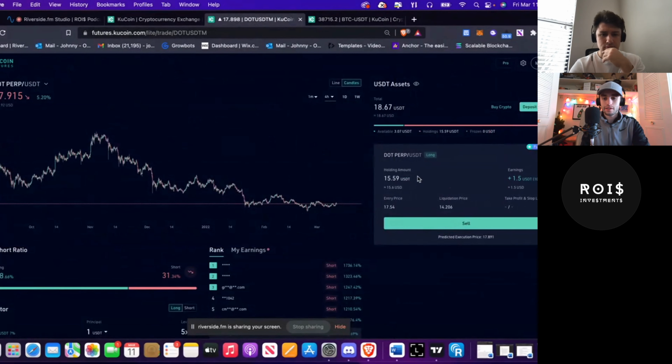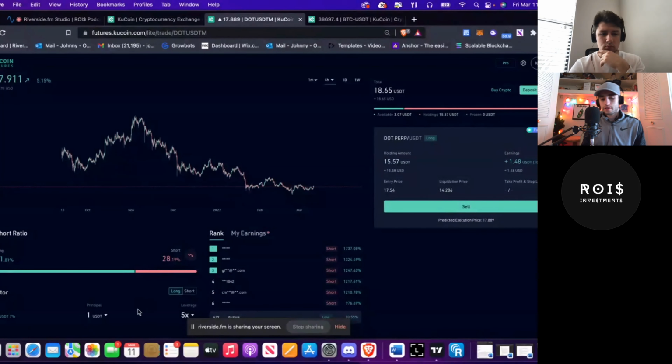I just put a little money into Polkadot. I did a long contract, and so far I have earned $1.49. I've just been letting it kind of sit there. But yeah, that's pretty much it.